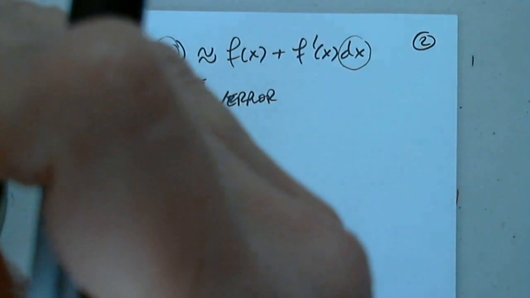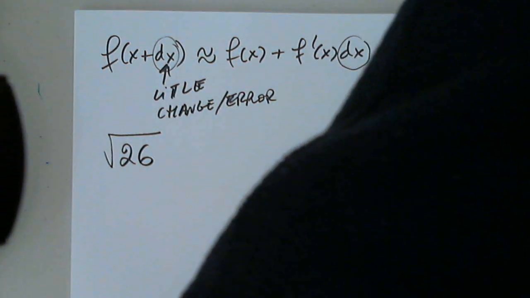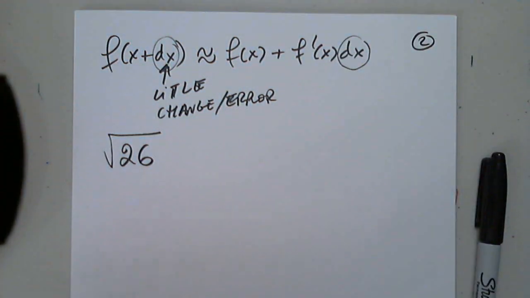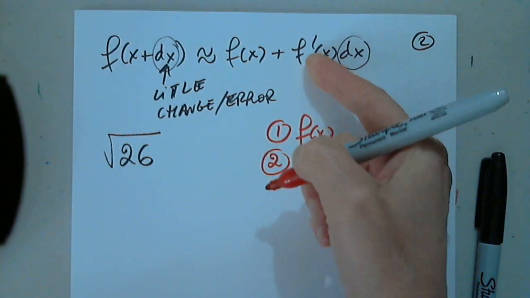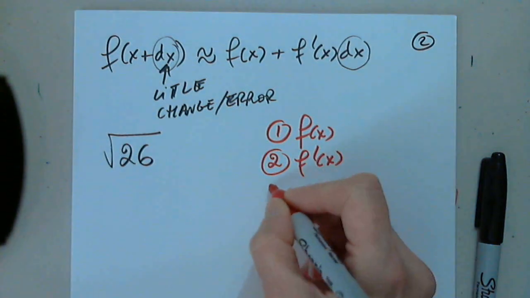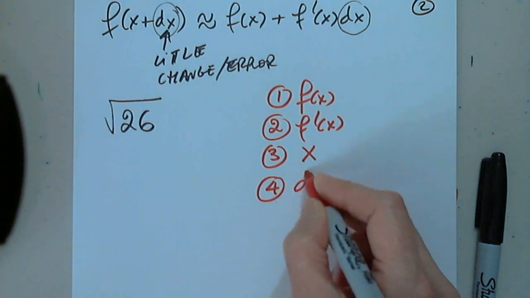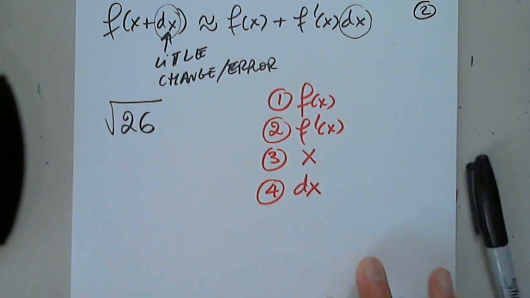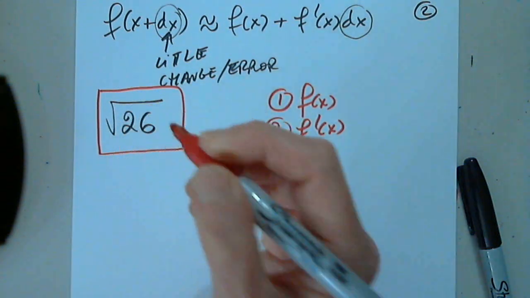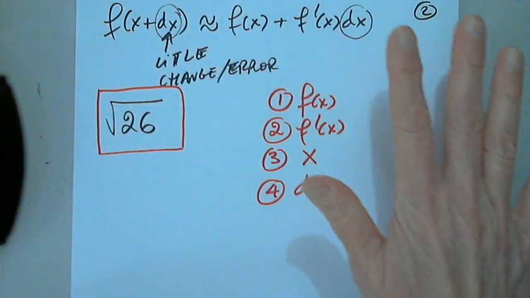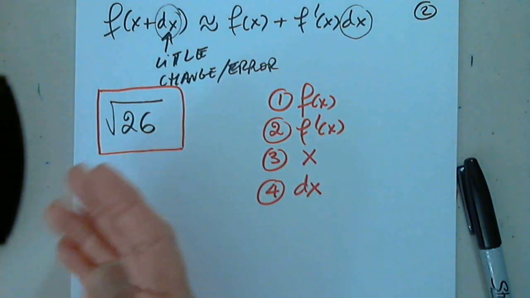So first of all, I have to identify the following. I need more colors here. Number 1, I need to identify the function. Number 2, I need to find its derivative. Number 3, I need to find x. And number 4, I need to find dx. So let's analyze just this right now. You don't know anything about anything, let's say. What is the function that you think we are looking at?